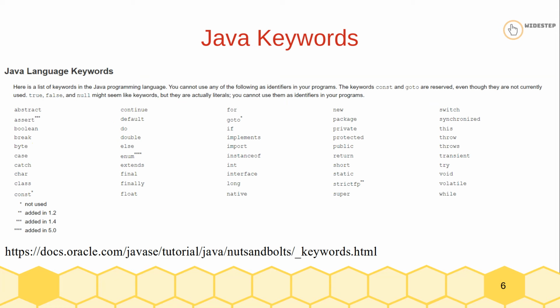So what else do we have? These are the list of keywords, taken from the Oracle official website. As you can see, all the keywords are listed here, and there are some asterisk marks. Those with a single asterisk are unused keywords. Those with a double asterisk were added in JDK 1.2, those with three asterisks were added in JDK 1.4, and those with four asterisks were added in JDK 5.